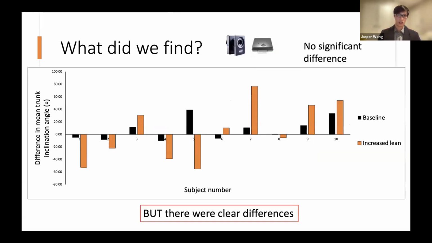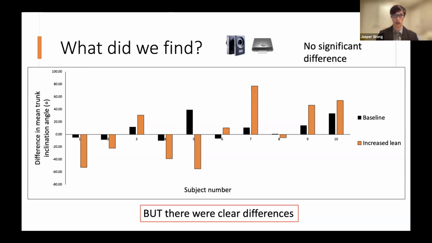So for the trunk inclination angle, similar graph, showing the differences between the Sage Motion system and 3D motion capture measures. We've got difference in mean trunk angle on the y-axis and subject number on the x-axis, and again, for both baseline and increased trunk lean conditions. This time there were clearly large differences. As you can see, the scale is larger, and this was more evident during the increased trunk lean run.